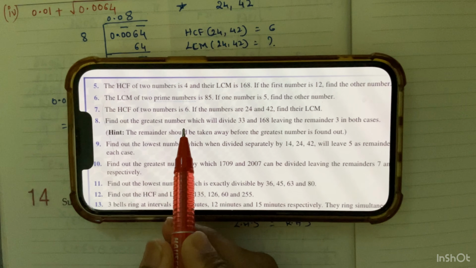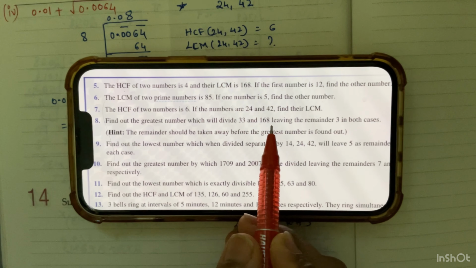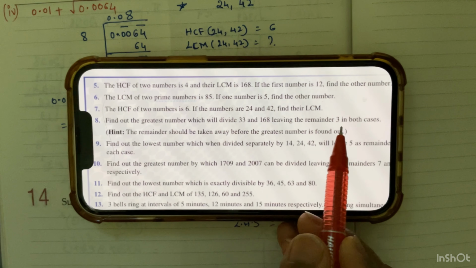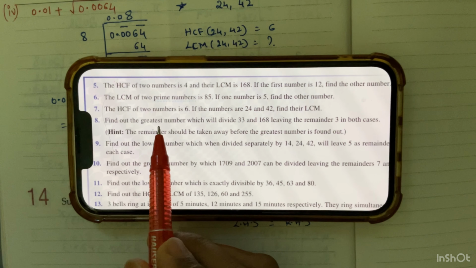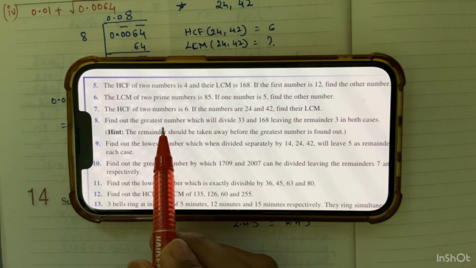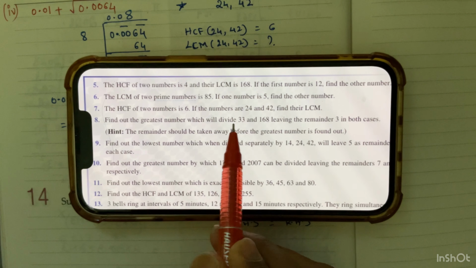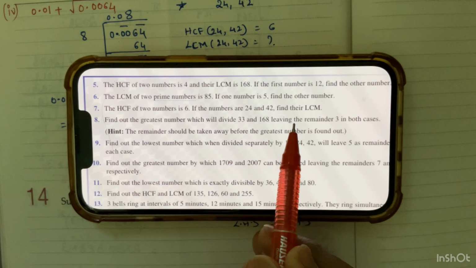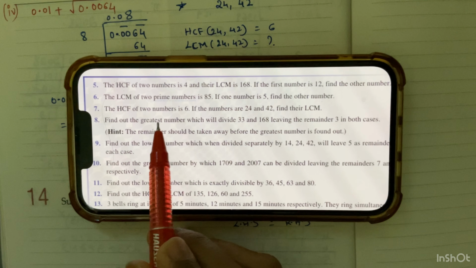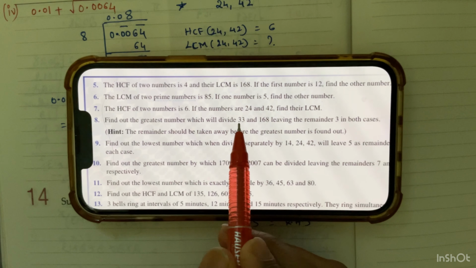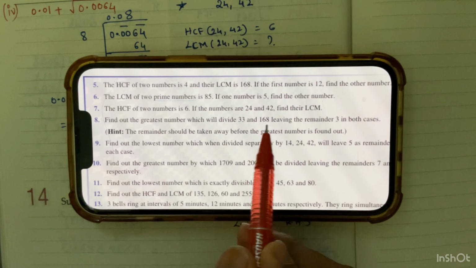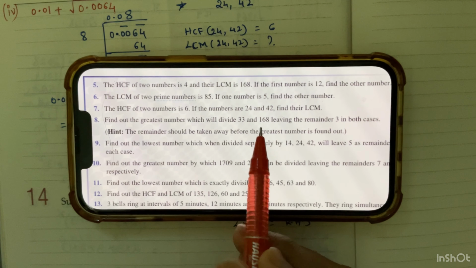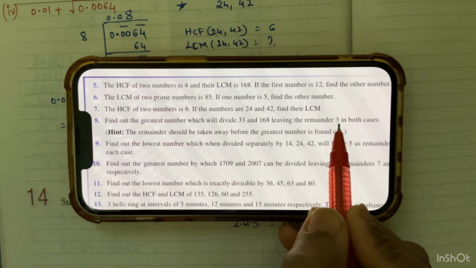Find out the greatest number which will divide 33 and 168, leaving the remainder 3 in both cases. So here they are asking us to find out the greatest number, that number which will divide 33 and 168. That number should be smaller than these two numbers, right? And that is leaving the remainder 3 in both cases.